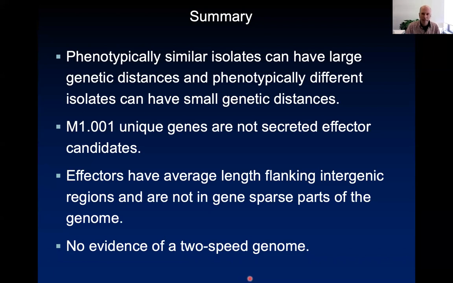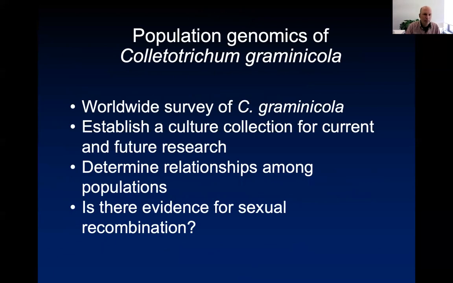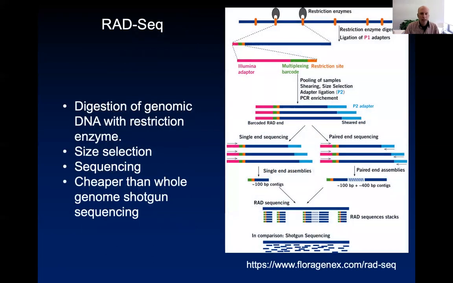So lastly, I want to present some of our work to study the population structure of Colletotrichum graminicula. We wanted to determine what is the population structure. Is there evidence for migration among populations? And is there evidence for recombination? For this, we used a technique called RAD-Seq. RAD-Seq stands for Restriction Site Associated DNA Markers.